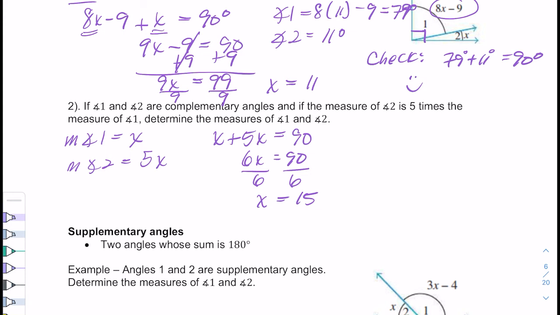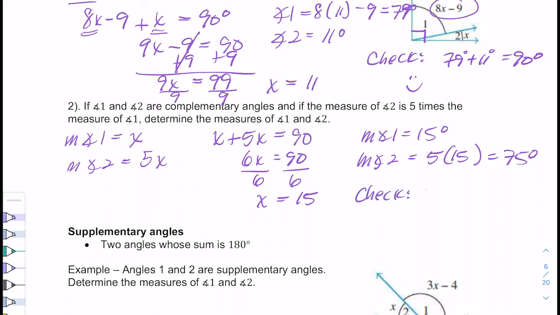So remember, I need to determine the measure of the angle, so I have to take 15 and plug it back in. So I know that angle 1 is x, and x is just 15. So angle 1 is 15 degrees. Angle 2 is 5 times x. Remember, x is 15. So 5 times 15 is 75. To check it, if I add 75 plus 15, I get 90 degrees, which is what I want because they're supposed to be complementary.